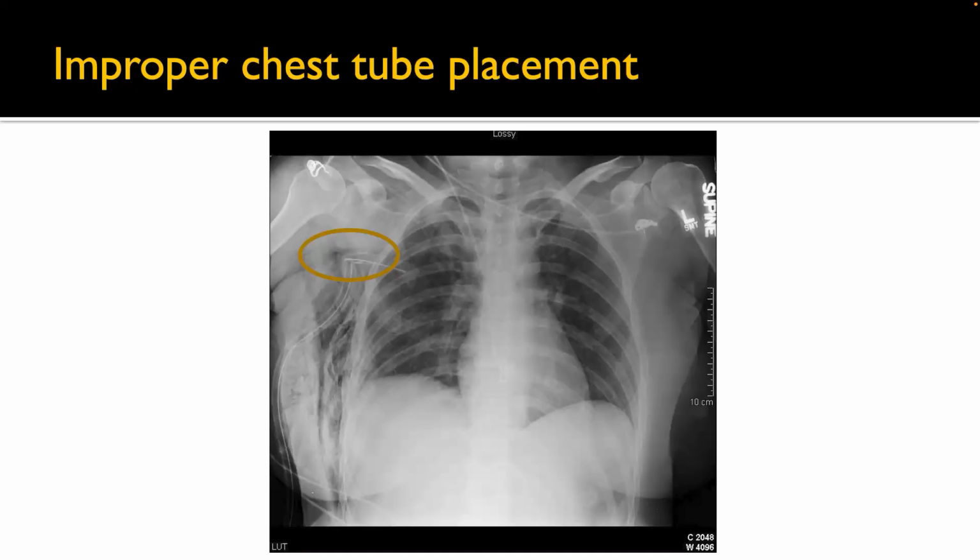Chest tube goes up and around and gets kinked right there. That's an issue. Definitely not inside the chest like it's supposed to be.